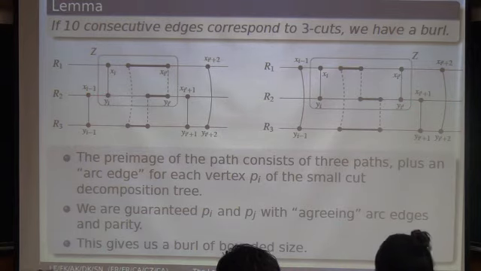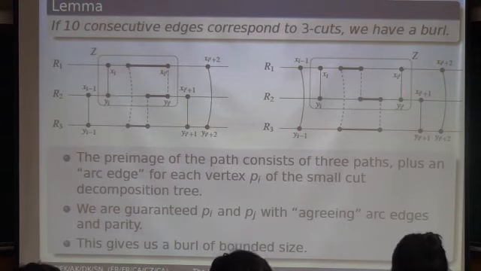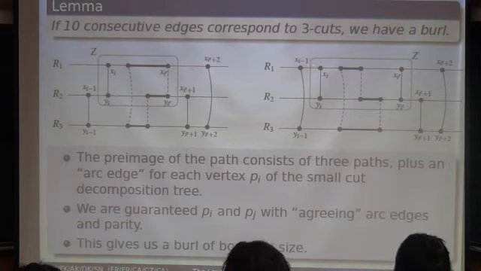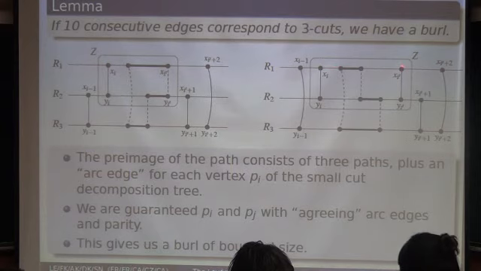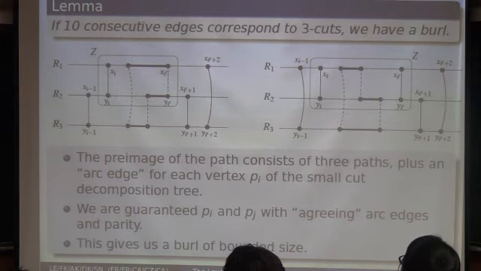So we're in good shape if we have a situation where we have 2 of these cross edges that go between the same 2 paths, and also the parity of the paths between them on either Ri are the same. So this is actually inevitable. It's definitely going to happen as long as you have at least 10 consecutive cuts.